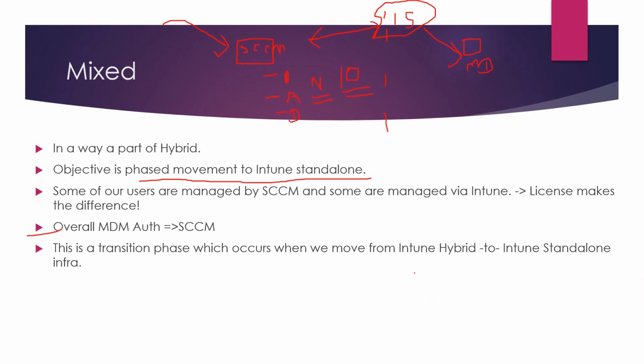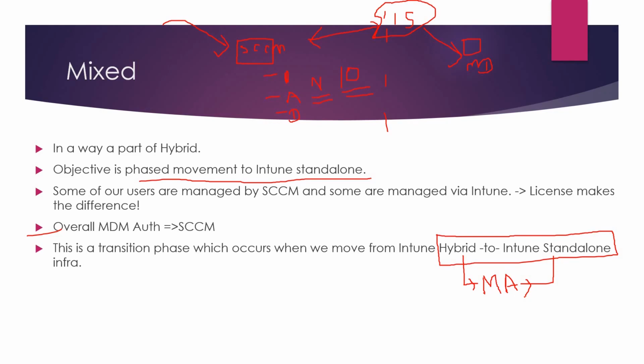So this is what we were headed towards: hybrid to Intune standalone. This is the end goal. If the user has a hybrid setup, as I said, hybrid is going to go away very soon, and the user wants to go to Intune standalone, then in between lay the mixed authority. And from mixed authority, the user eventually moved to Intune standalone. So, how did the user move from mixed authority to Intune standalone?